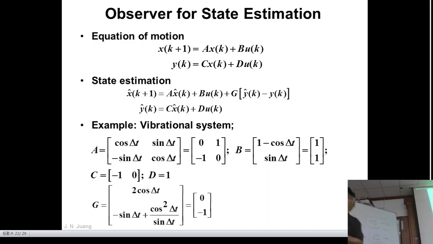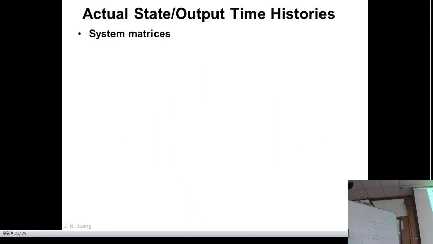My G, that's important. My G, my observer gain. Since delta T is 90 degrees, cosine delta T is 0 and sine delta T is 1, so G is [0; -1]. That's my observer gain. As soon as I know my delta T, my sample interval, I have my gain.